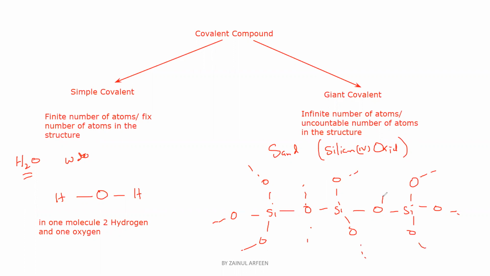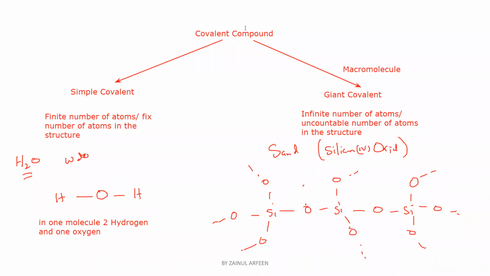So when we have too many atoms in the structure, we call that a giant covalent structure, also known as a macromolecule. Is the concept clear, the difference between a giant and a simple? The giant structure means when you have a lot of atoms, an infinite number of atoms in the structure.